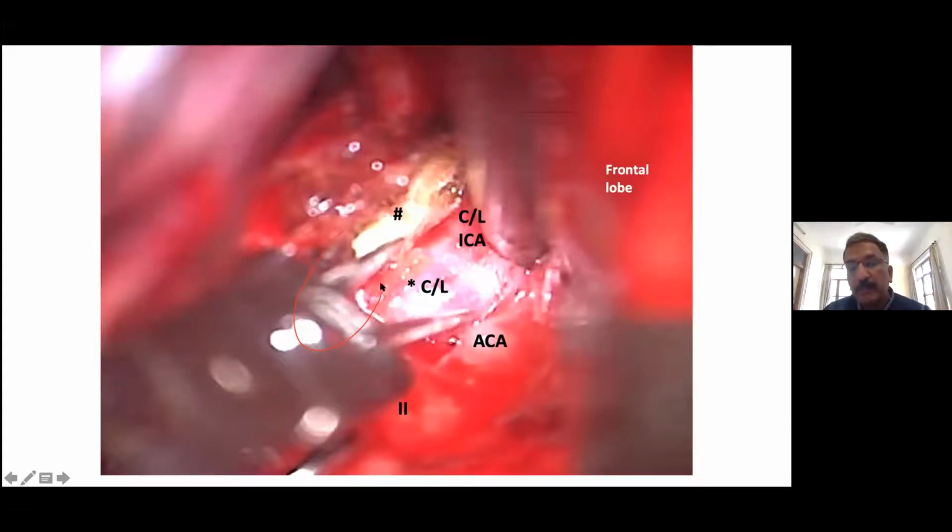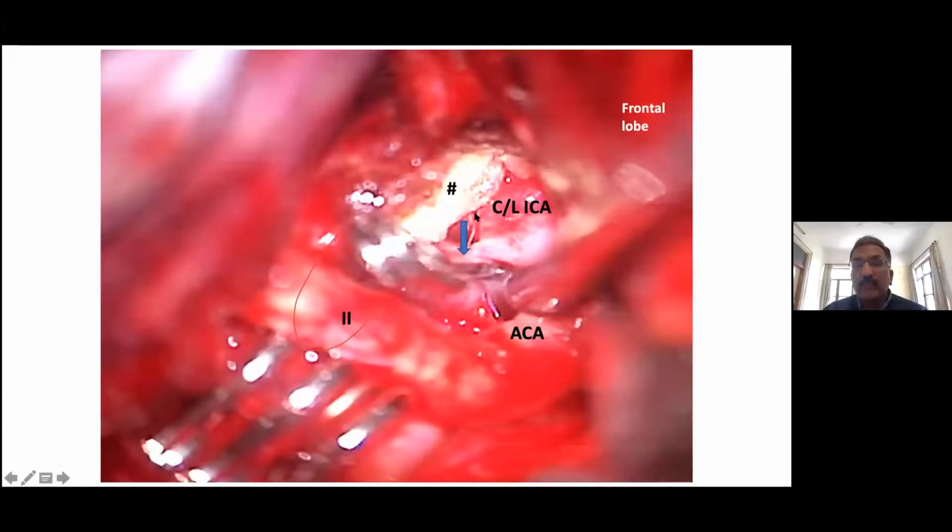And the clip has been applied to the neck of the aneurysm here. And once this is clipped, you can completely see the contralateral ICA, the proximal part of the ICA, which is continuing into the anterior cerebral artery. And this is the neck of the aneurysm, which has been taken up by the clip.